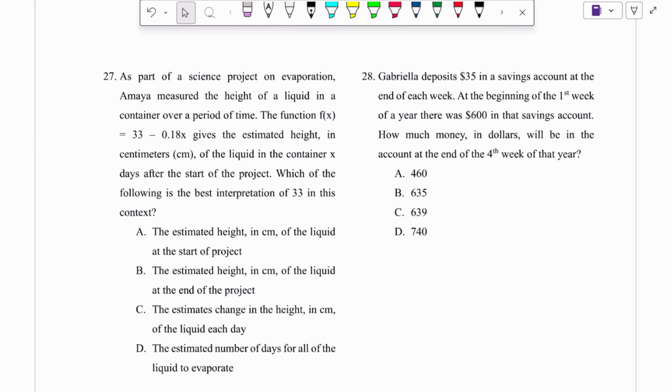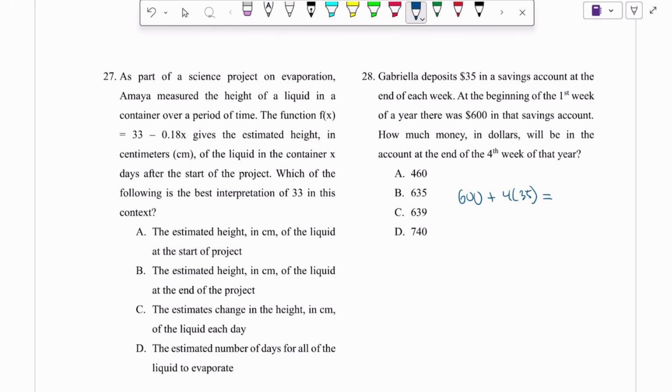Whew. How much are we going to have here? So if you think about it, at the beginning she had $600. Okay. Plus, by the 4th week, she has $35 in there 4 times. So how much does she have total in her account?